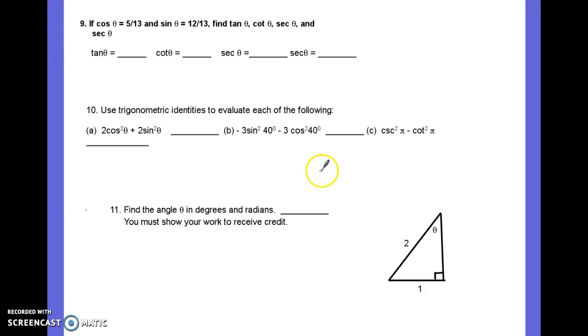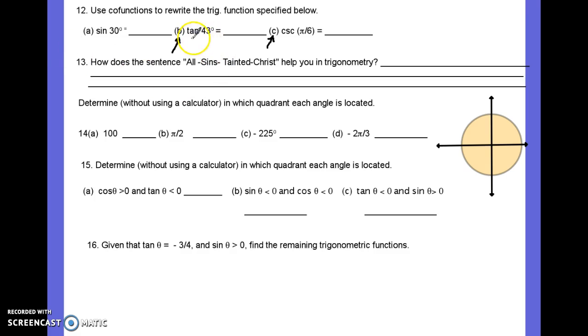On this page, I think you'll be all set. Or would you? I trust that you would. Let's go forward. How about this page?